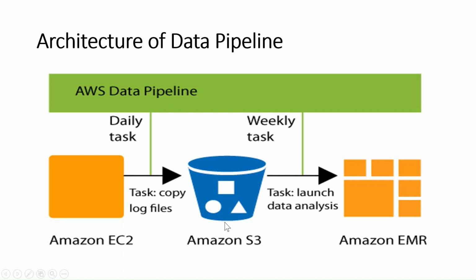So here the AWS Data Pipeline triggers a daily task to copy the log files from the EC2 instance to the Amazon S3 bucket. The S3 bucket is used for storing the data securely and durably. So the Amazon S3 bucket is a storage layer. All the data from the EC2 instance, like log files, is collected and stored here.